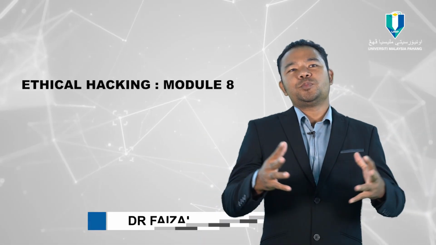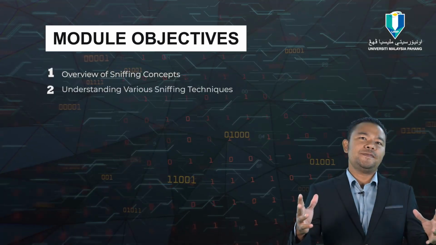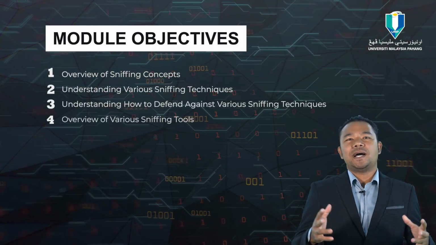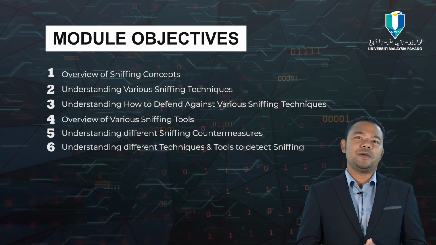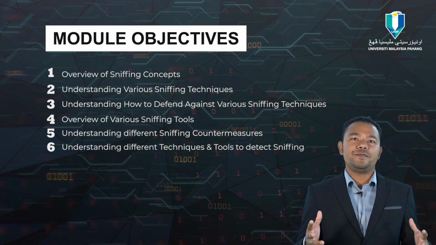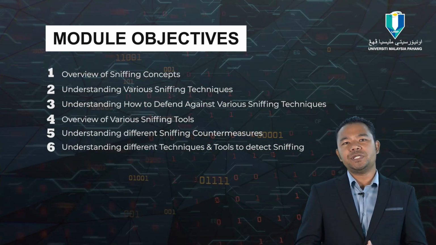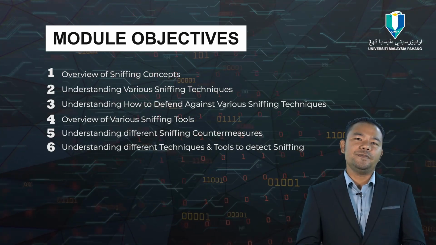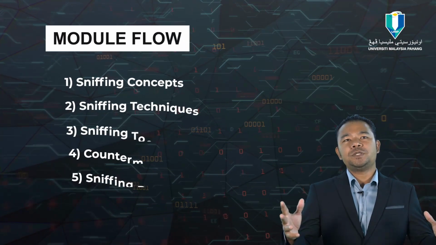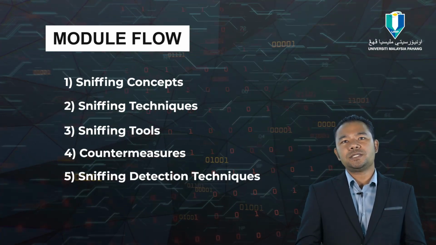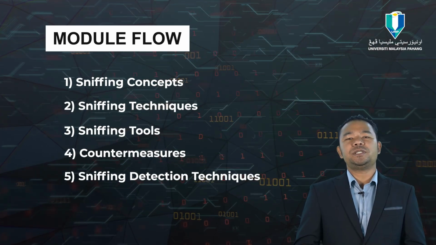Today we will learn about module number 8, Sniffing. Module objective: overview of sniffing concept, understanding various sniffing techniques, understanding how to defend against various sniffing techniques, overview of various sniffing tools, understanding different sniffing countermeasures, and lastly, understanding different techniques and tools to detect sniffing. This is the module flow: sniffing concept, sniffing tool, sniffing technique, countermeasure, and sniffing detection technique.